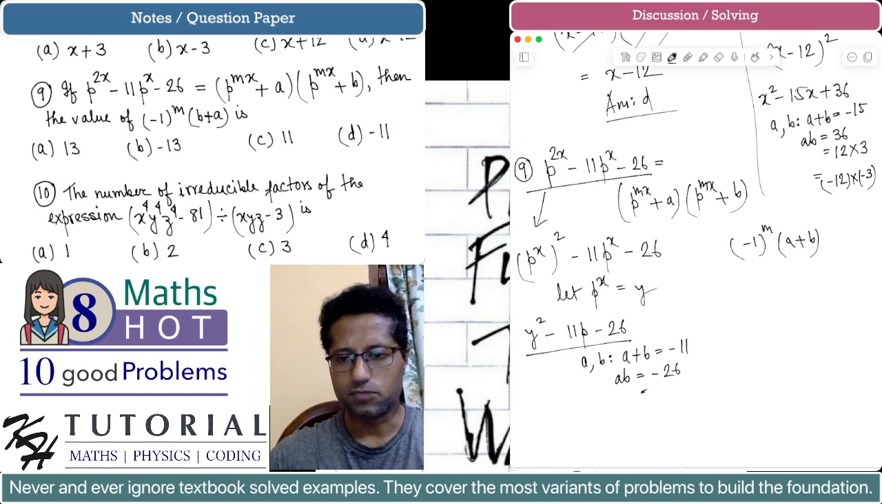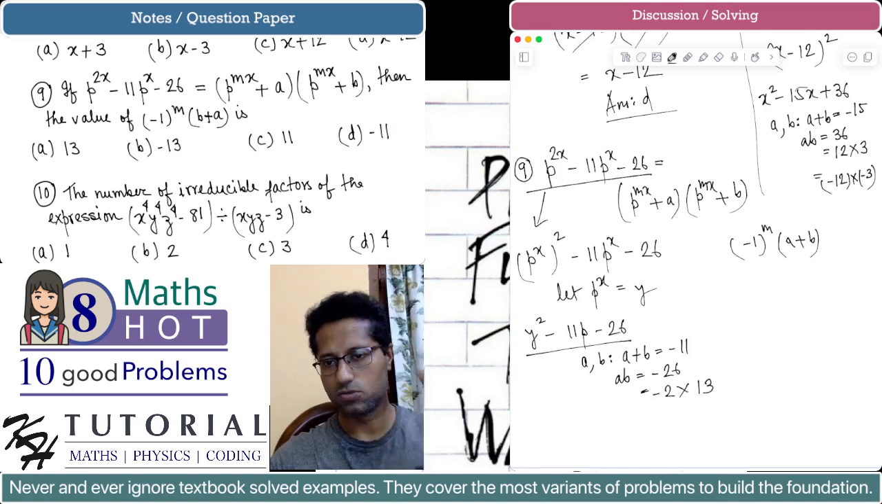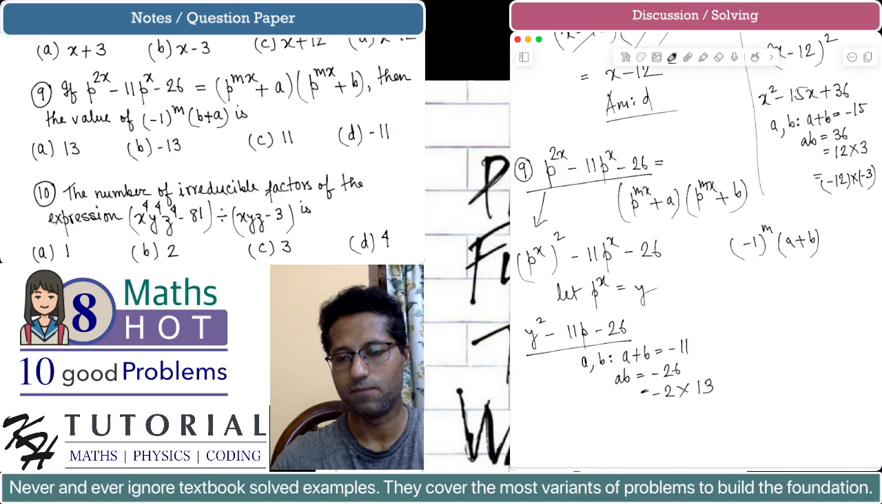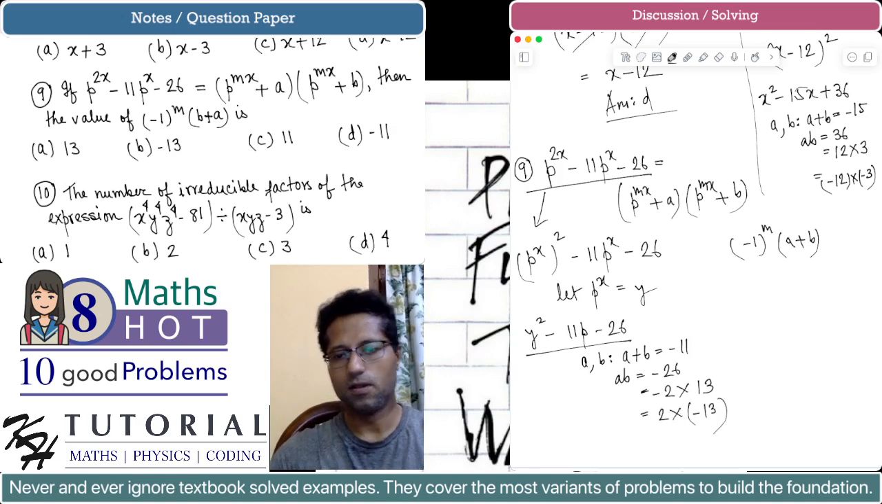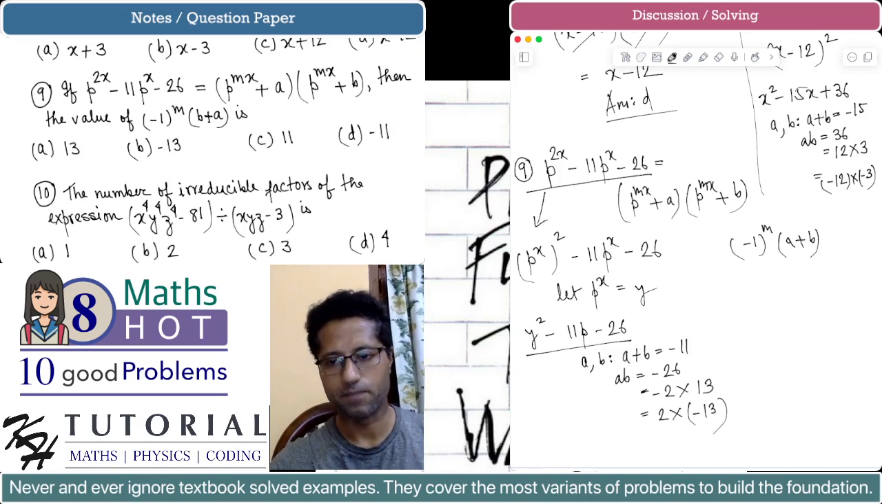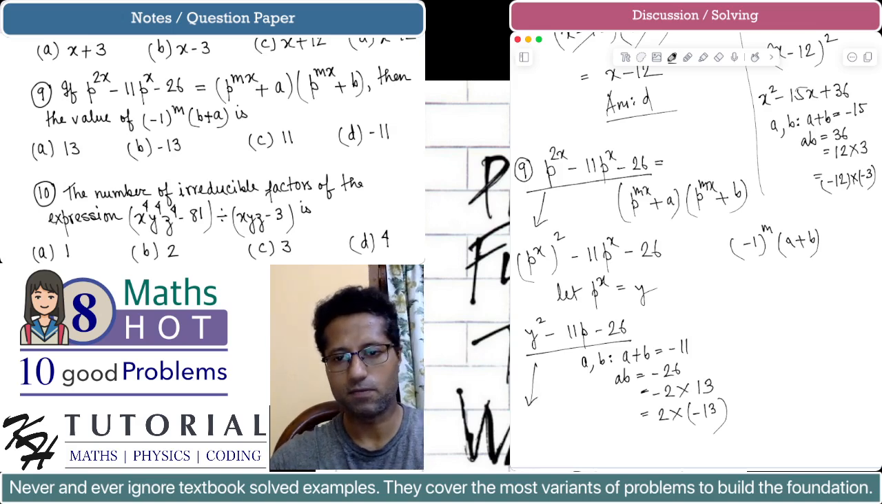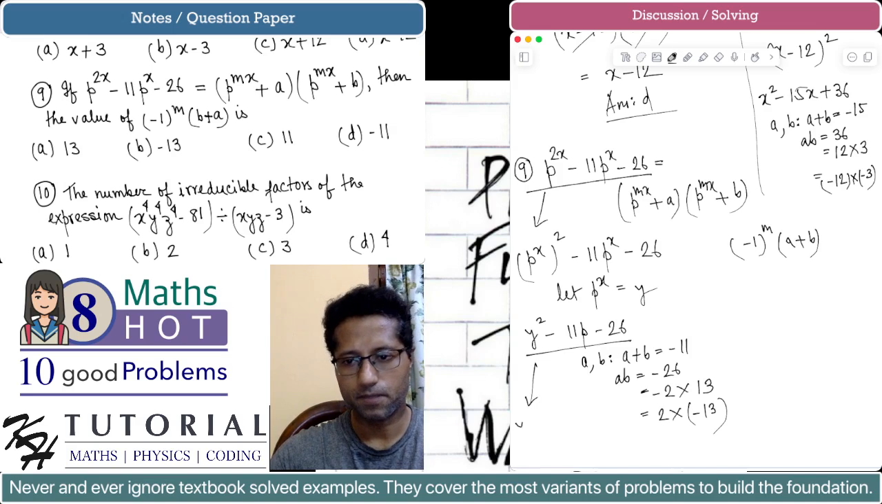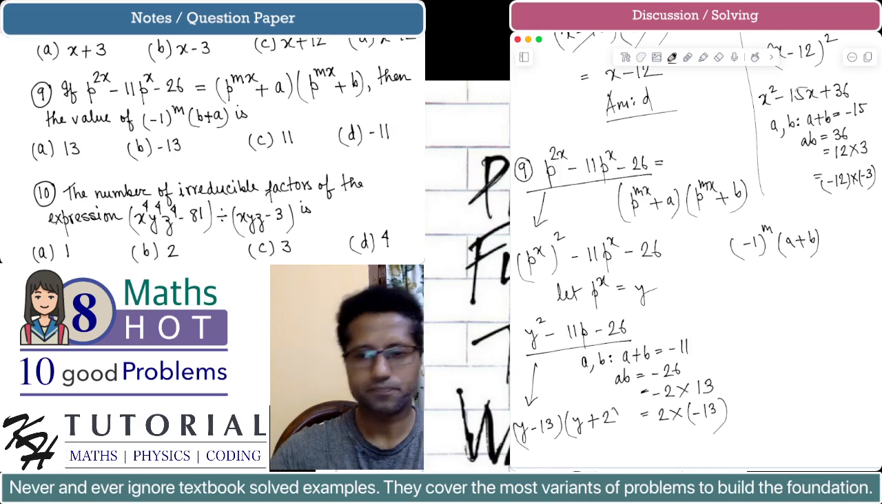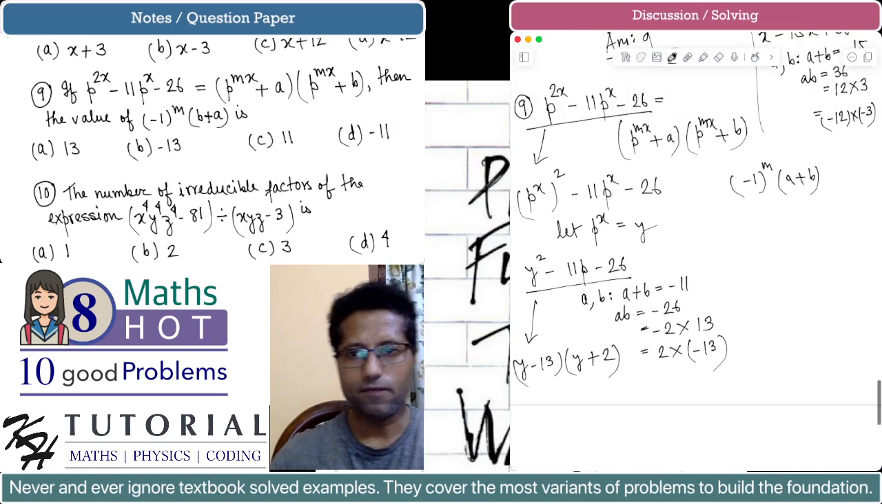Now minus 26 is minus 2 multiplied by 13, but 13 plus minus 2 will not help because it will be 11. We need negative 11. So we can consider minus 26 as 2 multiplied by minus 13. Now their product will be minus 26, and their sum, that is minus 13 plus 2, is minus 11. So the factorization of y square minus 11y minus 26 will be y minus 13 multiplied by y plus 2. Okay, so we have factorized.